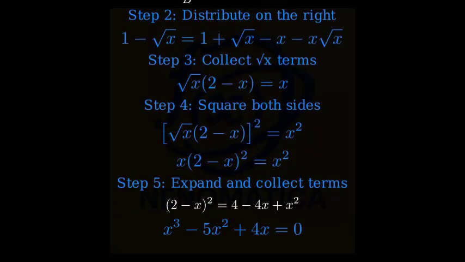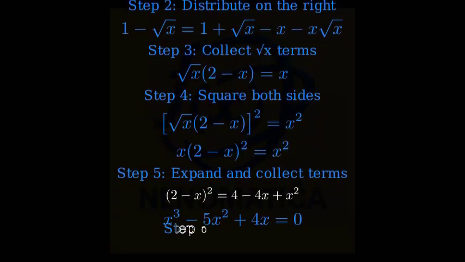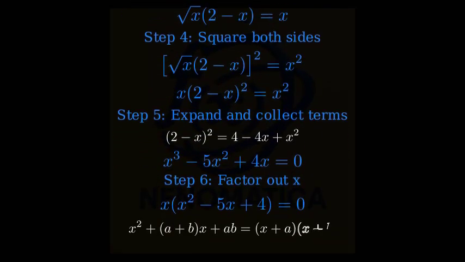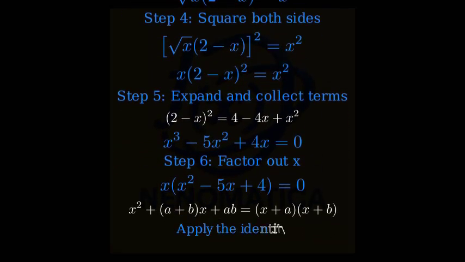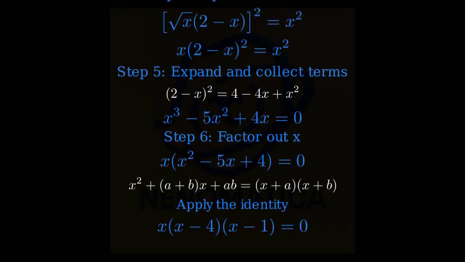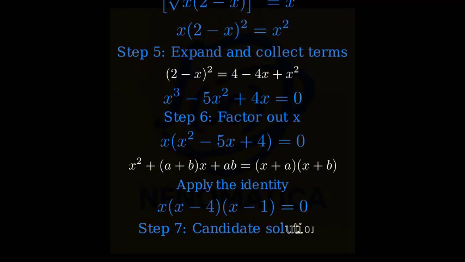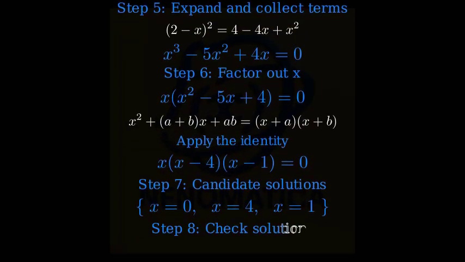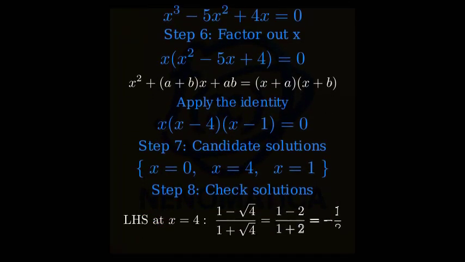Step 6. Factor out x. Then factor the quadratic using the standard product-sum pattern. Step 7. Read the solutions from the factors. Step 8. We must check for extraneous roots introduced by squaring. Substitute x equals 4 into the original equation. Therefore, the valid solutions are x equals 0 and x equals 1.